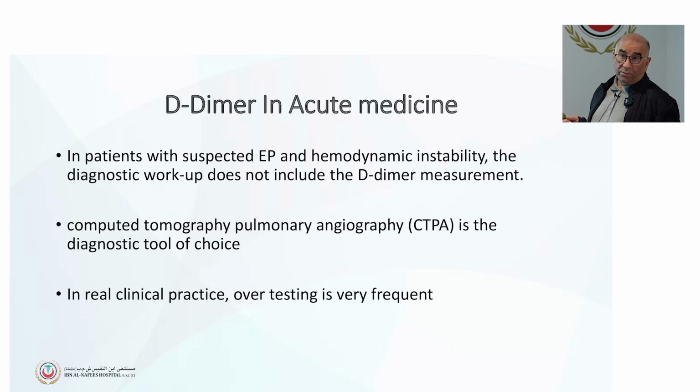So this is very important. When the patient is hemodynamically unstable and there is high suspicion of PE, you don't do the D-dimer, because whether it is high or low, it doesn't mean anything. You go directly to CT angio. This is only, as we said, when the patient is in the low risk group. So in real clinical practice, over-testing is very frequent.